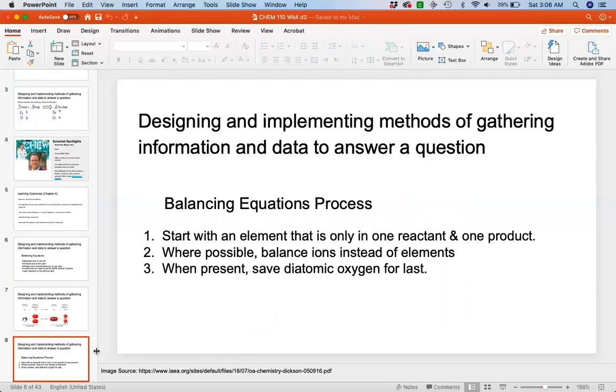So if we think about balancing our equations, then we're going to start with an element that is only in one reactant and one product if possible. And then where possible, we're going to balance ions instead of elements. And then when present, we're going to save diatomic oxygen for last because that will make balancing easier.